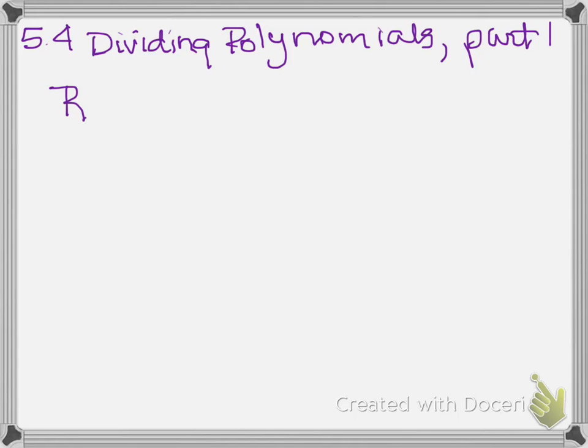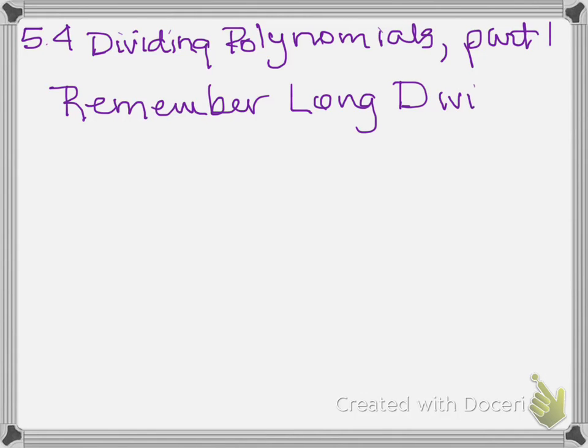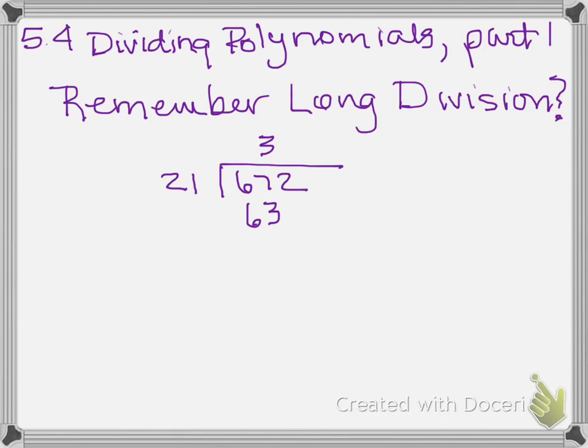Let's look back a little bit though. First, do you remember way back when you learned how to do long division? What if we were going to divide 672 by 21? Do you remember that process? We would say 3 times 21 gives us 63. Then we would subtract. We would get 42. We would ask ourselves, how many times does 21 go into 42? We know that that's 2. And our remainder is 0.